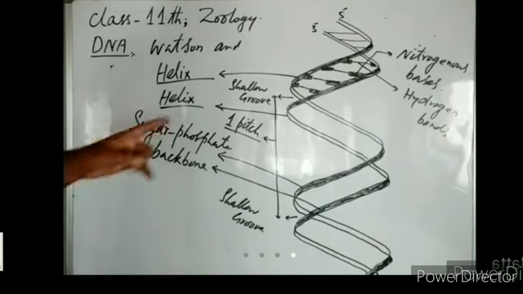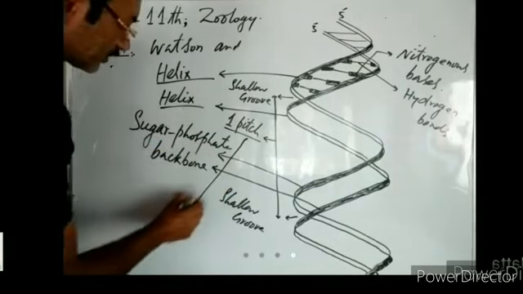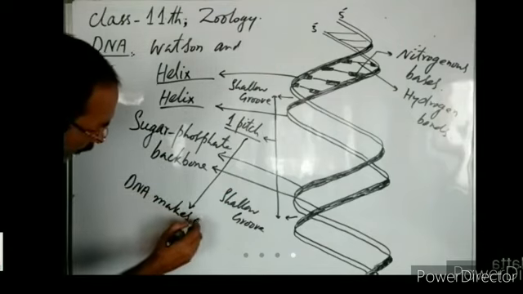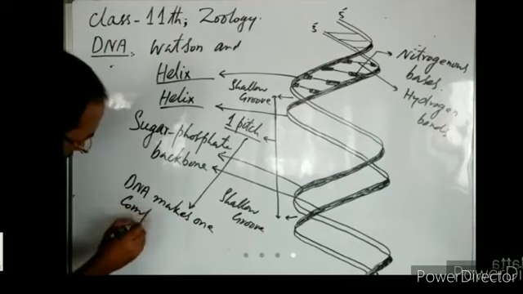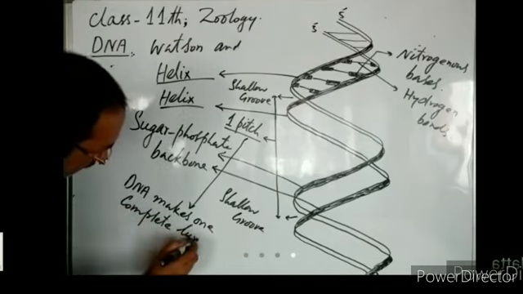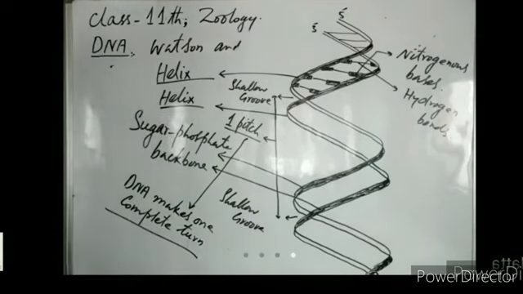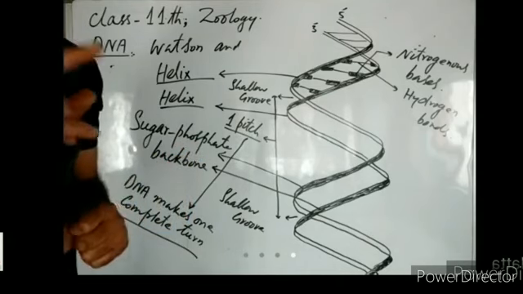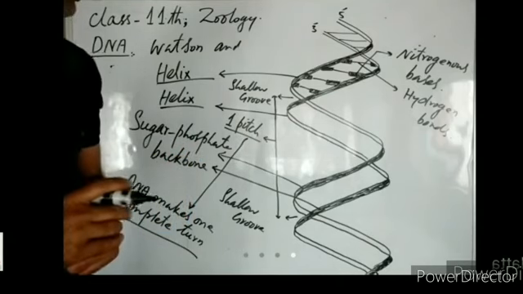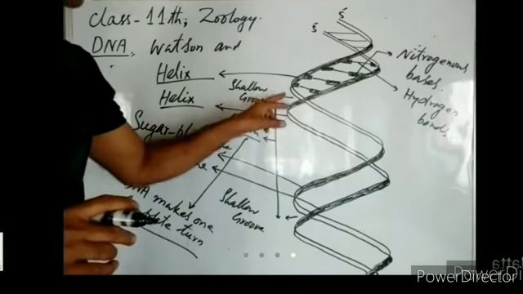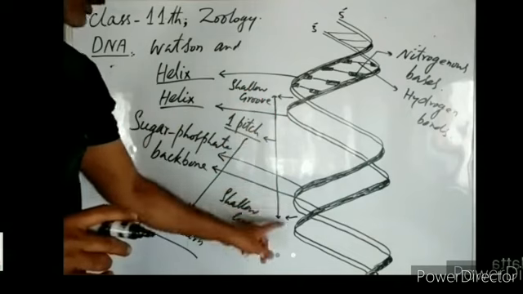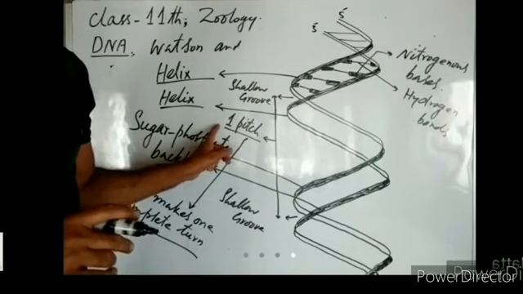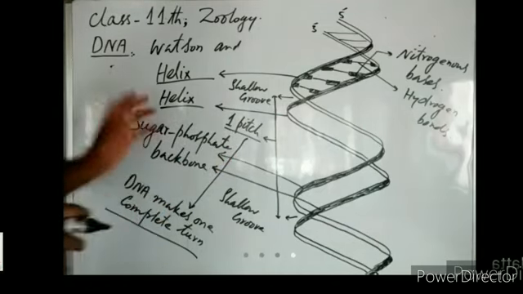In this one pitch, DNA makes one complete turn. So if you are asked what a pitch is, you can say pitch is one complete turn of DNA. And in the diagram, it can be represented by the distance between two shallow grooves, from one shallow groove to another. This one pitch represents one complete turn of DNA, right?